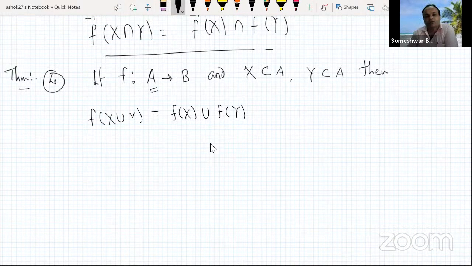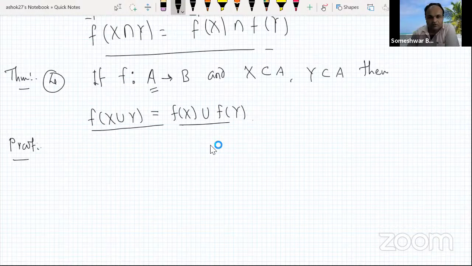If f is a mapping from A to B and x and y are subsets of A, then f of x union y equals f of x union f of y. So we'll prove this theorem, which is similar to what we did in the last theorem. Proof: to prove this equality of two sets, recall that two sets are equal if they are subsets of each other. I'm using the same logic again and again.